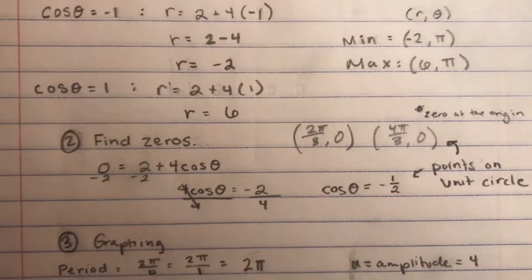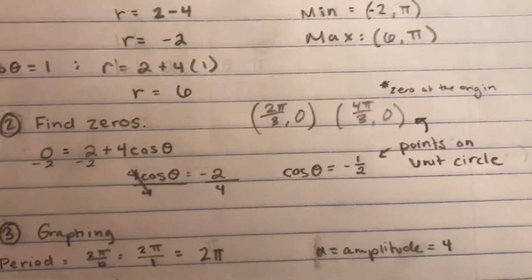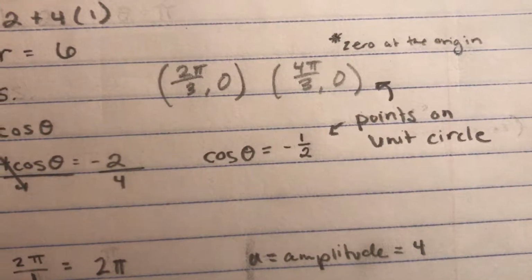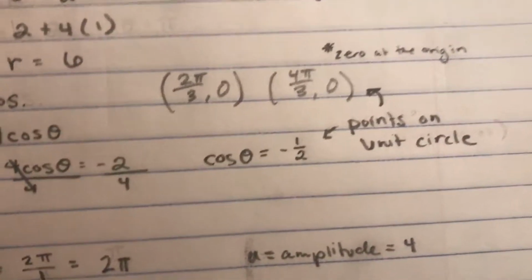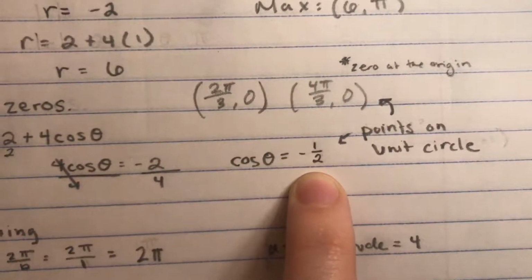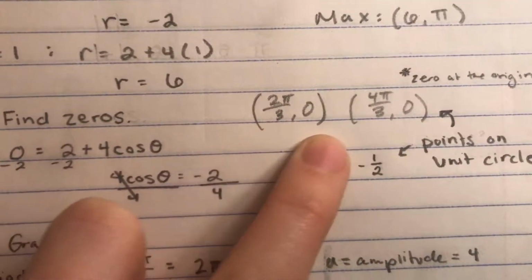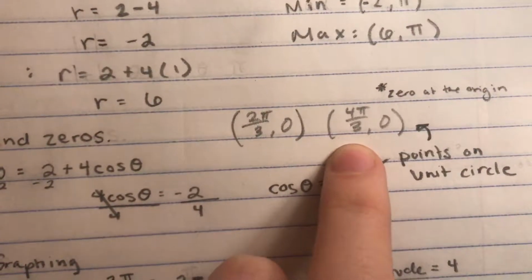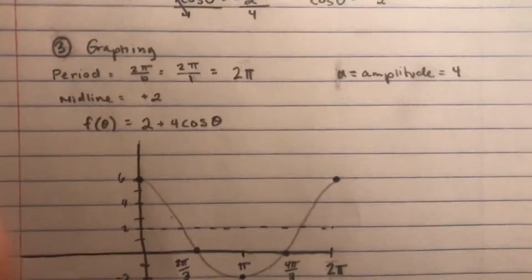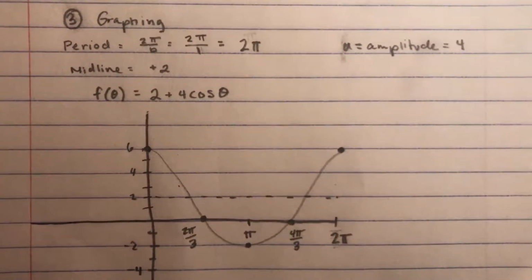So first, to find the zeros, we're going to set the equation equal to 0 and solve. And when we solve, we get that cosine of theta equals -1/2. And so if we go to the unit circle, then we can find where cosine is equal to -1/2 on the unit circle, and those are going to be our zeros. So that is at 2 pi over 3, 0, and 4 pi over 3, 0. So there's our zeros.